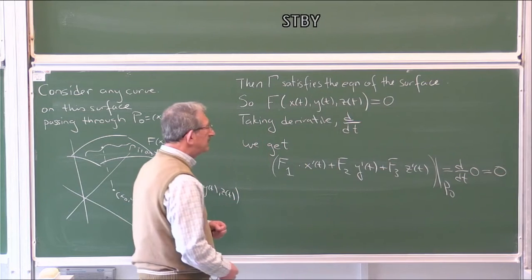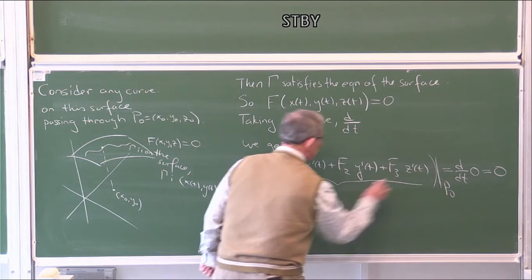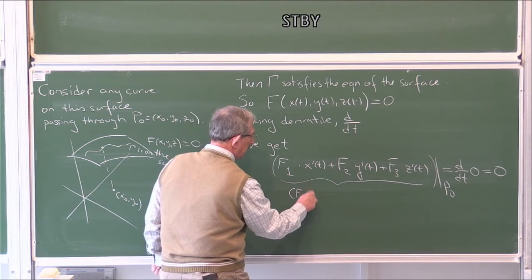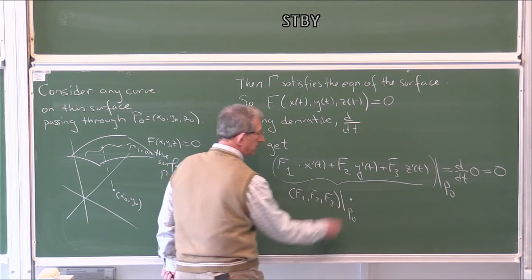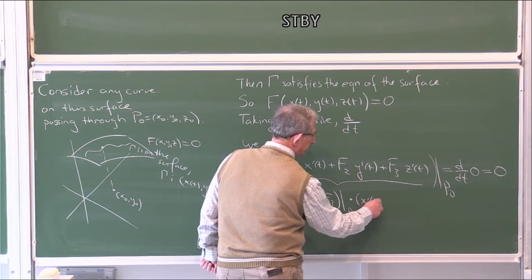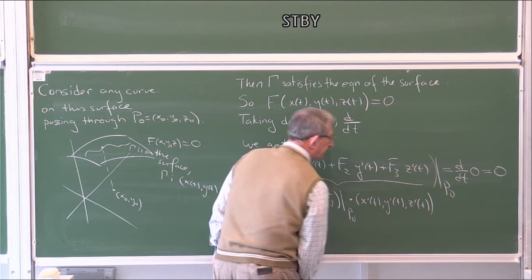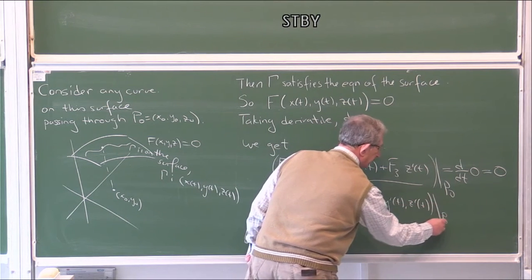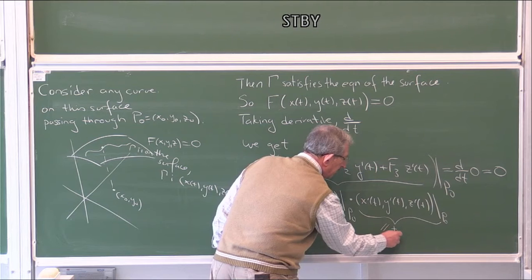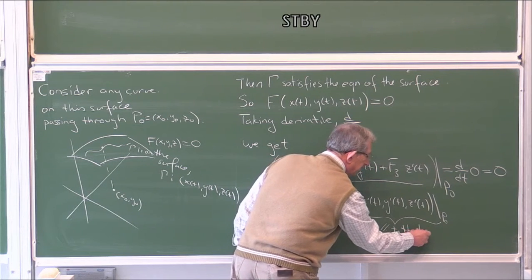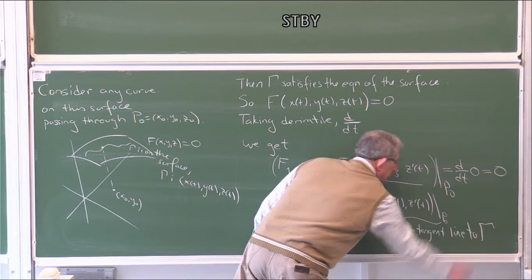Now what does all this tell us? Now this is a dot product actually. So this is nothing but f1, f2, f3 at p0 dot x prime t, y prime t, z prime t at p0. Okay. But this is a vector parallel to the tangent line to the curve gamma.